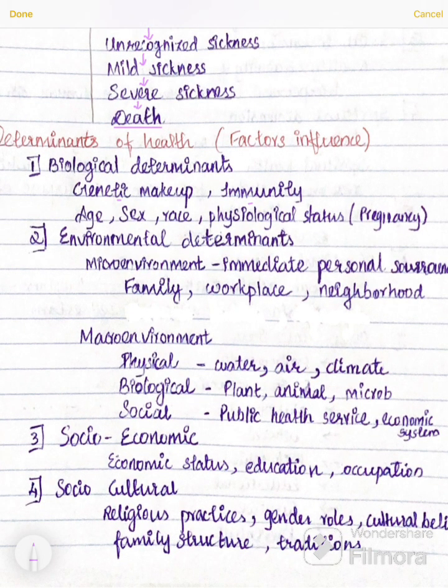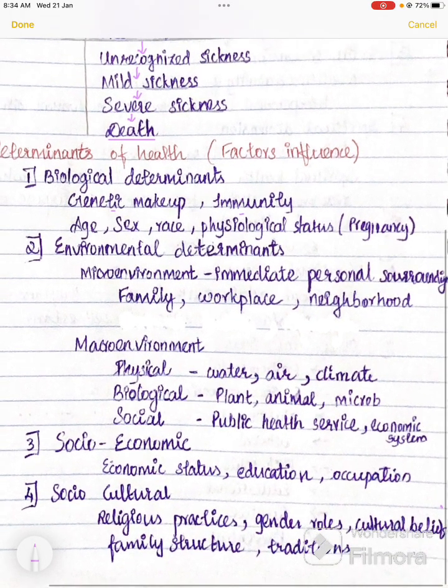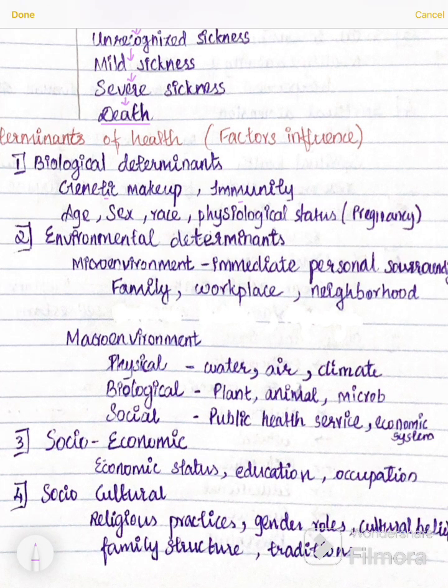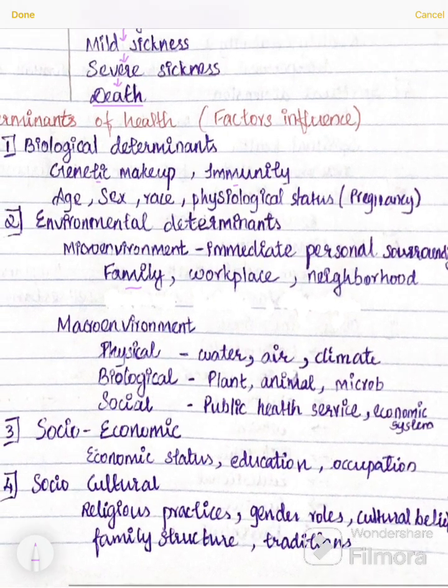And next one, environmental. There are two environments, microenvironment and macro environment. Microenvironment is the immediate personal surroundings. So family, workplace, neighborhood will come under this. And macro environment can be divided again into physical, biological, social. Physical: water, air and climate. In biological: plant, animal, microbes, vectors. And then social environment: public health service, economic systems and all.